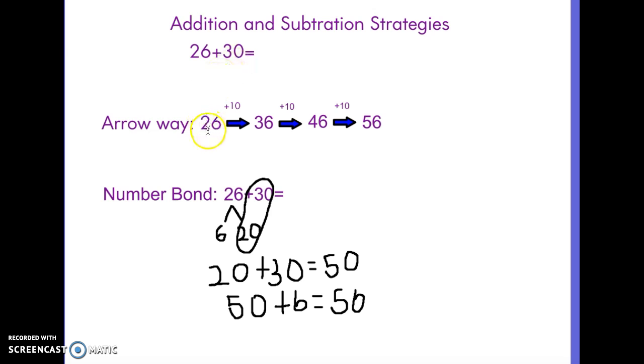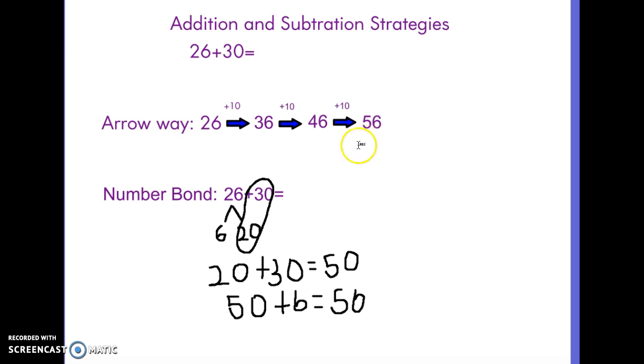So that's what I do with my arrows. I put my arrow and then I add plus 10. I get 36. That was 1 ten I added, plus my second 10, I get 46, plus my third 10, and I get 56. So 26 plus 30 is 56.